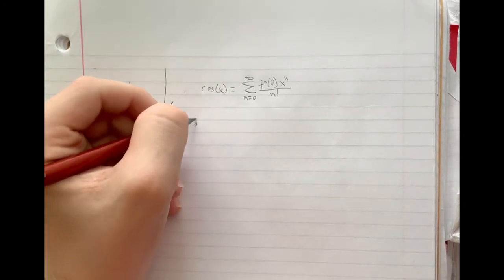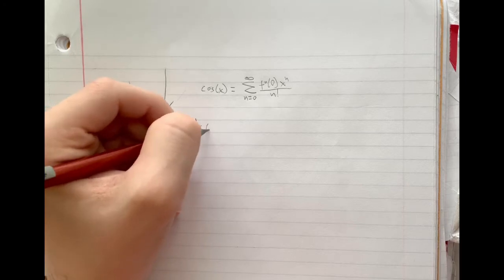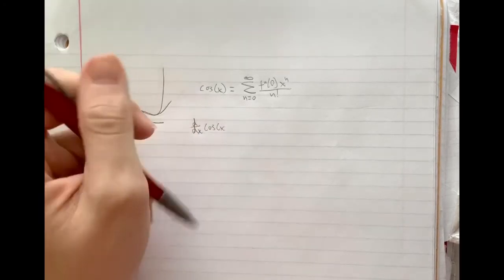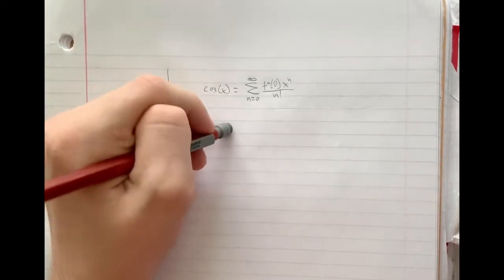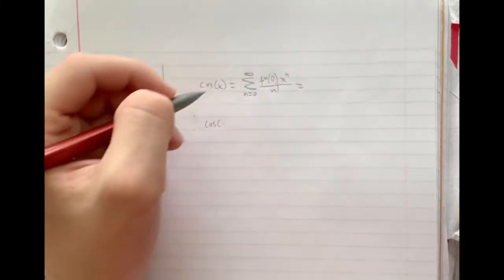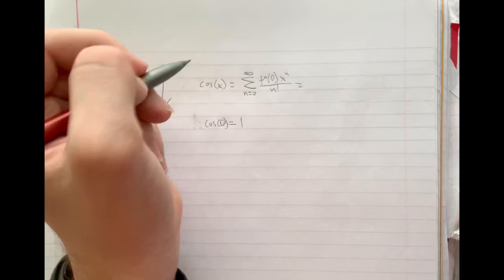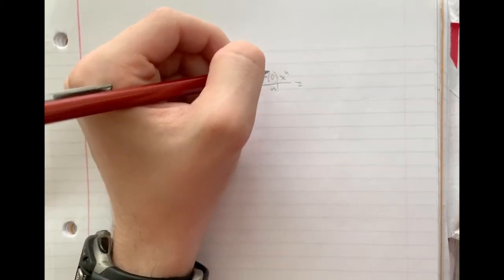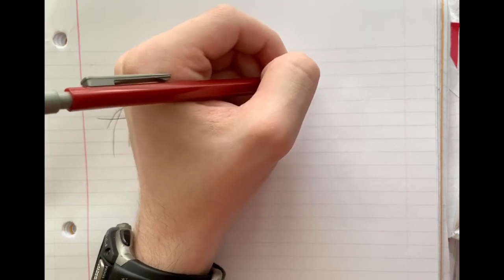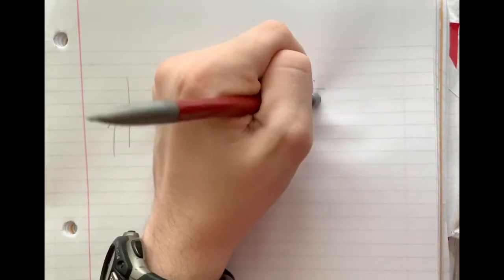So the derivative of cosine of x, well, first let's find what cosine of 0 actually is, so we can start writing some coefficients down. Cosine of 0 is equal to 1. So our first value is equal to 1 here. So we have 1 times x to the 0 over 0 factorial, which is just 1.